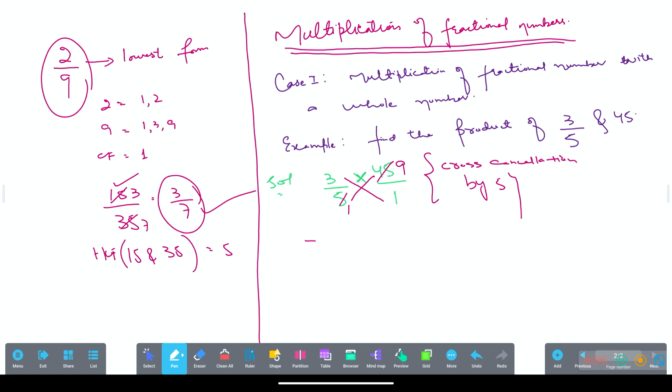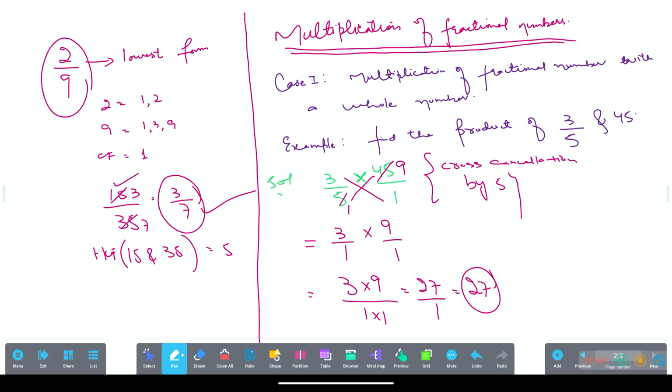Now what is left out? Here it is left out 3 by 1 into, here it is left out 9 by 1. Now there is no possibility of cancellation at all. Now what you have to do, you have to multiply numerator with numerator and denominator with denominator. That is, you have to multiply 3 into 9 divided by 1 into 1. 3 into 9 got 27 divided by 1 into 1, and you know that 27 by 1 we can write as 27. That is the answer.